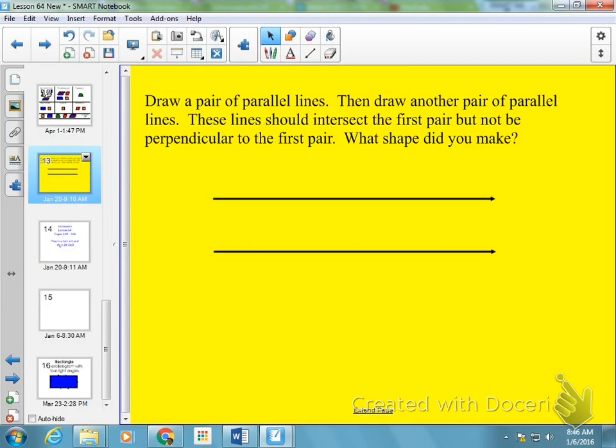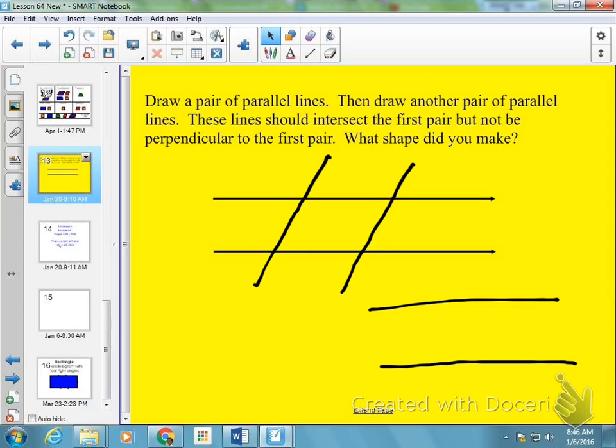Now I want you to draw a pair of parallel lines like I have here. Then we're going to draw another pair of parallel lines. Now these parallel lines could be completely vertical, they could be slanted. I'm going to draw mine like this. And then what shape do we make? What shape did you make with yours?